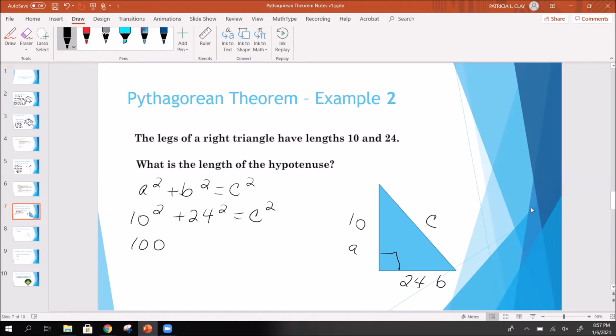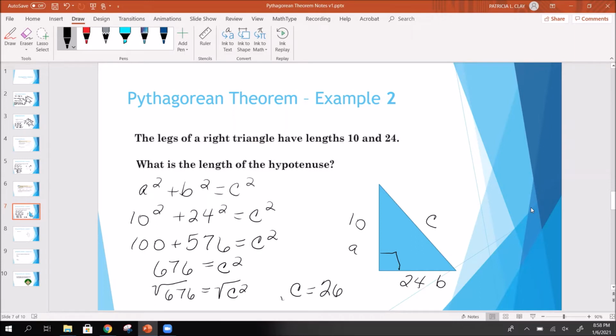So 100 plus 576 is equal to c squared. Add those together, we get 676 equals c squared. Now let's take the square root of both sides so we get c by itself. And so c is equal to 26. Okay, and I'm going to box that so y'all can find it easy. So now we know this hypotenuse is equal to 26. Let's scratch that out. Let's write it again.